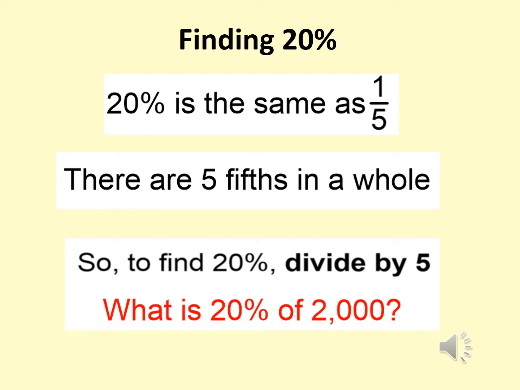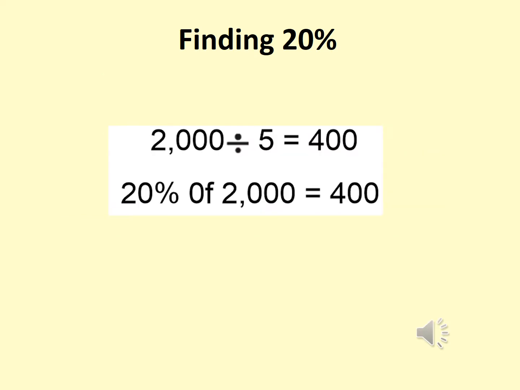Let's find some more involved percentages. So if 20% is the same as 1/5, there are 5/5 in a whole. So to find 20% of a number, we divide by 5. See if you can work out what's 20% of 2,000. Here we go. 2,000 divided by 5 is 400. So 20% of 2,000 is 400, because to find 20%, we simply divide by 5.